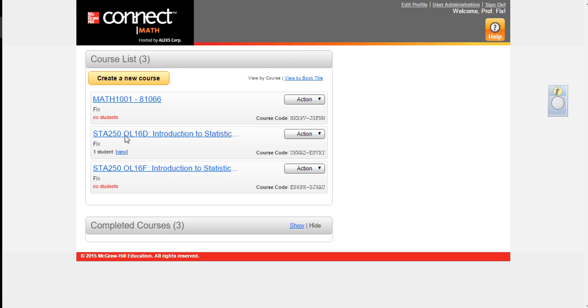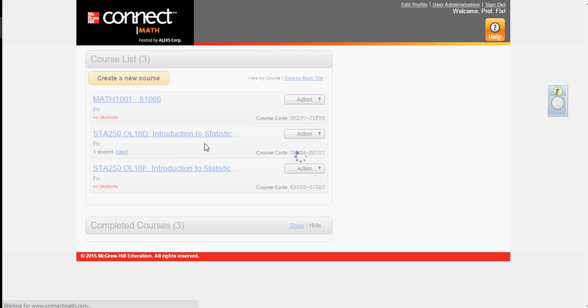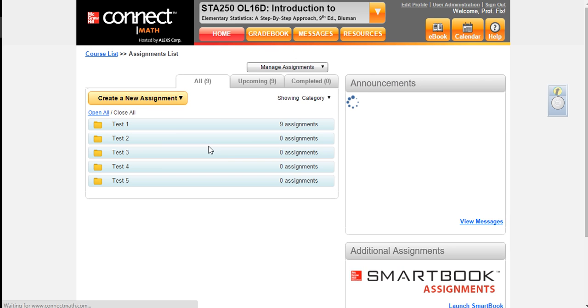Okay, so this is, and I'll show you the login page in just a minute and how you create your account, but this is what it's going to look like when you get to Connect Math. Obviously you won't have 3 courses because you're only going to be enrolled in 1 course. So you'll either be enrolled in STA250 OL16D or STA250 OL16F. When you come in here, you'll click on the link and it'll pull up a page like this.